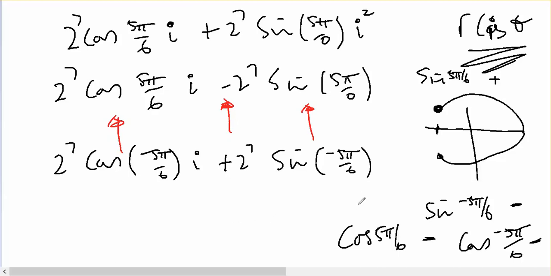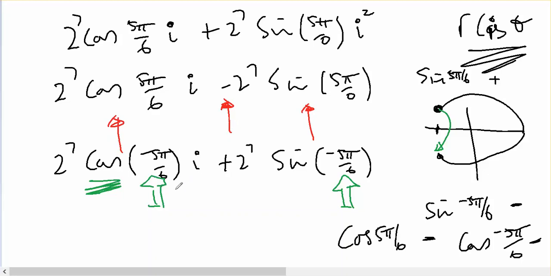So what did I deliberately do? I needed to have these two angles the same, because to turn it into cis form, the theta has to be the same in both positions. I deliberately chose minus 5 pi on 6 because it turned the sine to negative, but kept the cos positive. Now, I need to turn this into a sine, so there's sine with the i.